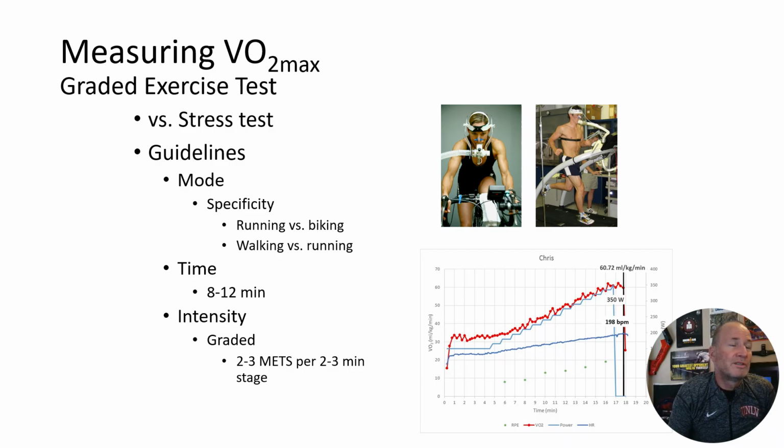All right, and so when we set up a test like this, they are specific to the type of task that we use. Running VO2 max will be different likely than biking VO2 max. Walking protocol will be different than a running protocol. We typically try to get the time of the test between 8 and 12 minutes, maybe upwards of 15 minutes. But we don't want this to be a super long test, nor do we want it to be a super short test. The intensity, we grade it at very specific stages or very specific increments, and each stage is a particular length.